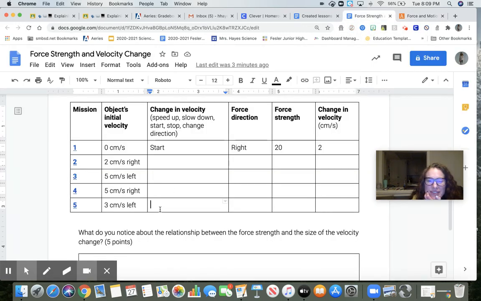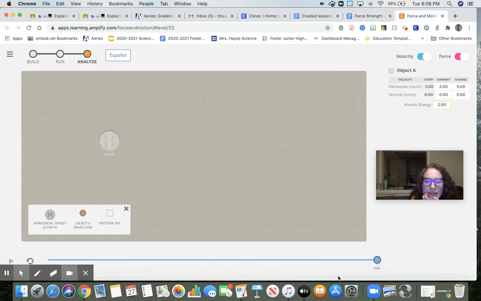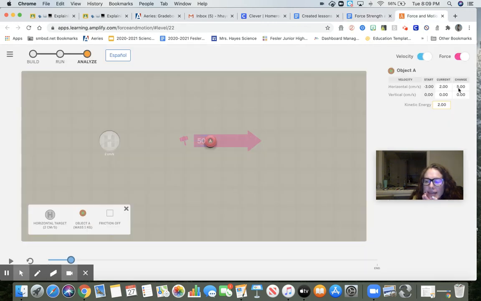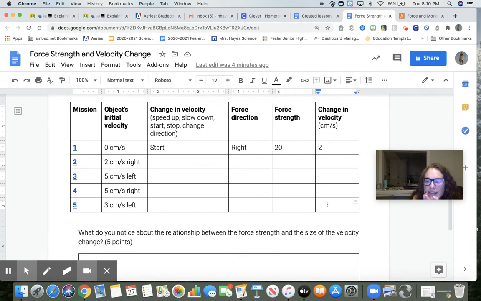Okay, so we said it changed direction. The force direction is to the right again. The force strength, let me show you how to do that again. I'm going to come to my instant replay. I'm going to go all the way back to where my arrow is, and it is 50. So 50 would go right here. Change in velocity. And that is going to be right here, the +5. And that would go right here.